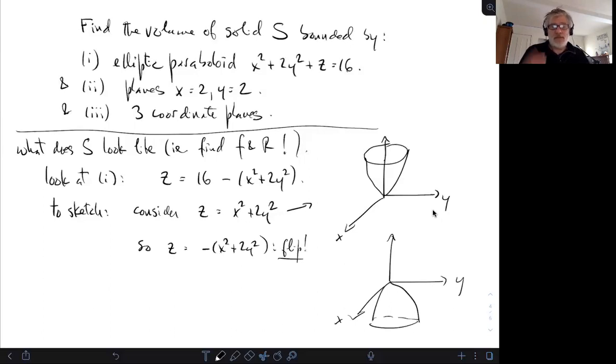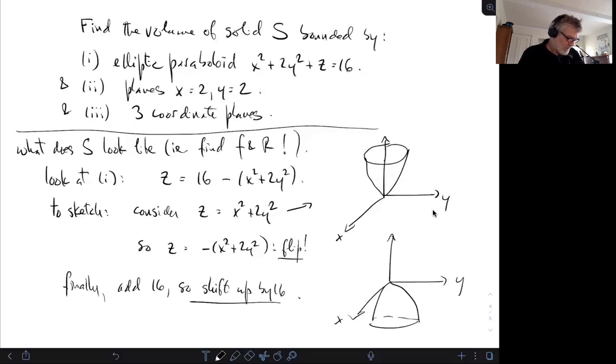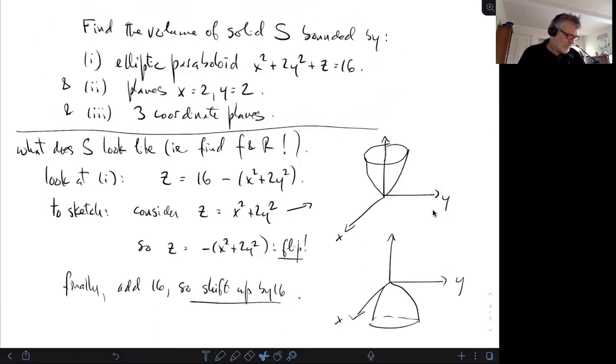And then finally, I'm going to add 16. This shifts up the whole graph by 16. Okay, so I'm going to go to the next slide for this. Let's copy this down. I feel like copying the whole thing, but I'll just take this again.